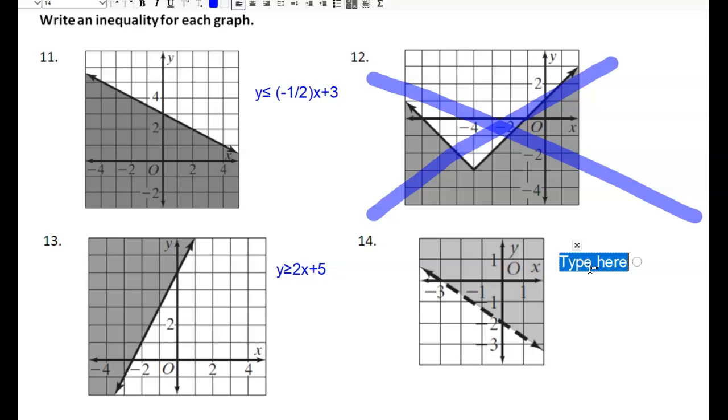And then last but not least, we have an inequality that's dashed. It's still shaded above, so y is greater than. And then again, my line is going down, so I have a negative slope. So you can see here, it's going down from 3 over to 2. So it's going down 1, 2, and over 3. So down 2 would be negative 2, and then over 3x, and my y-intercept is at negative 2. So you'd say negative 2/3 x minus 2.